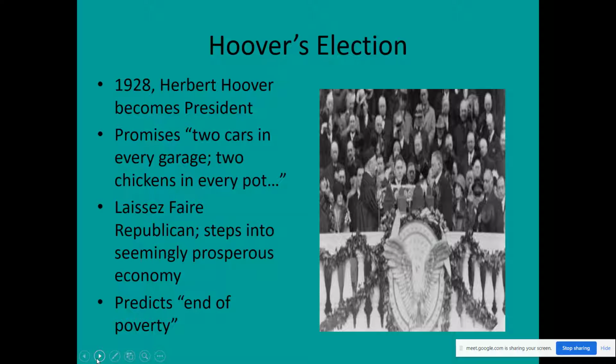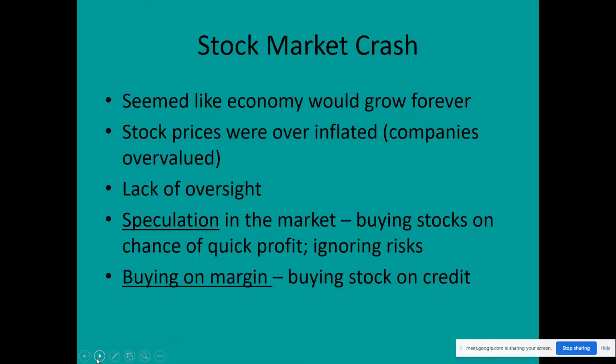Steps into a seemingly prosperous economy. They predicted the end of poverty, which did not happen. The stock market crashed. Remember, this is October 29th, Tuesday, Black Tuesday. This is when the stock market crashes. It seemed like the economy would grow forever.